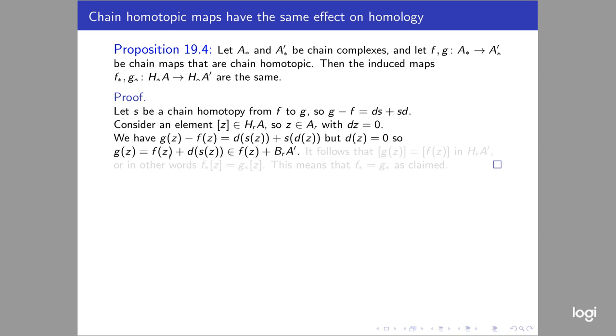Okay, so that's saying that the coset of GZ and the coset of FZ with respect to B_r A prime are the same. Or in other words, in the normal square bracket notation, square bracket GZ is the same as square bracket FZ in H_r A prime. But remember the way this F lower star works. F lower star applied to a homology class, you just put the F on the inside. So here we're saying that G star Z is the same as F star Z. And Z was an arbitrary element of the homology H_r A, so we conclude that F star is the same as G star.